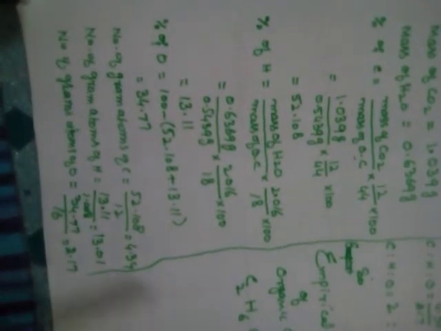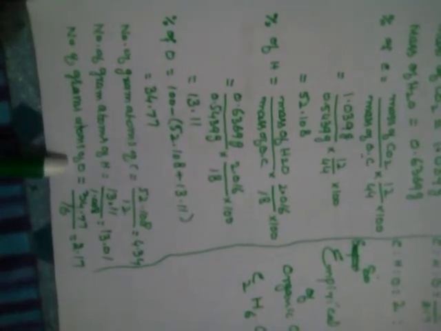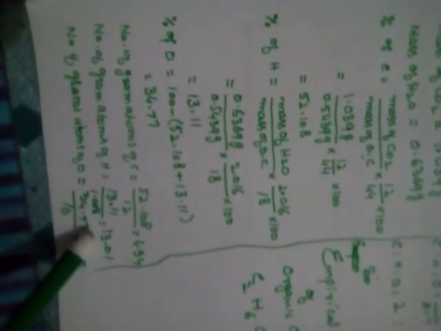percentage of carbon is 52.108, we will divide it with atomic mass. The answer is 4.34. Similarly, we will divide the percentage of hydrogen with its atomic mass 1.008. Answer is 13.01. Similarly, number of gram atoms of oxygen, percentage of oxygen divided by its atomic mass 16.